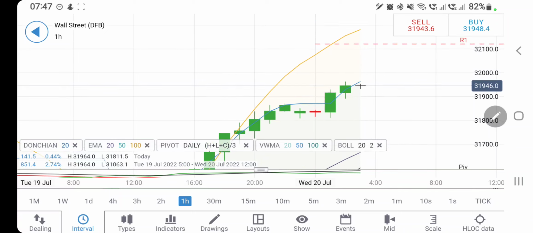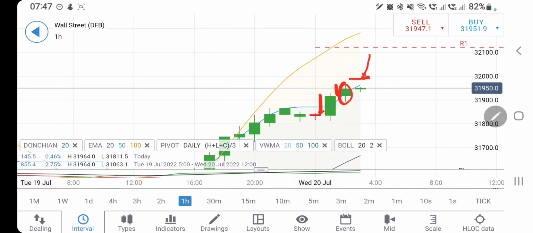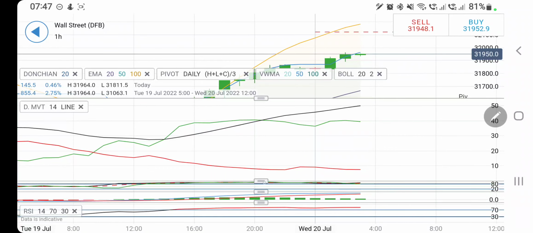Till the time it trades above 31800, I will not recommend you to go short, and look at this, the bullishness is diminishing. Look at the hourly charts, and then I'll be watchful of 32,000 now. Above 32,000 you can still expect that it may get some little resistance at 32,120 levels, and beyond that it will fly high to 32,200 levels.